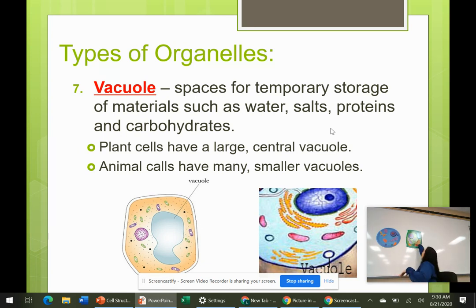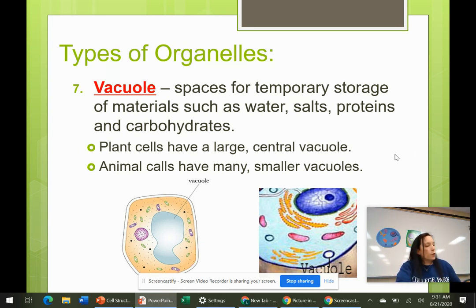There's a huge vacuole in the plant cell. Huge, huge. And when I say huge, it's still under a microscope. But it's huge. And then there's smaller ones in the animal cell. The vacuole is a space for storage for water, salts, proteins, carbohydrates. Plant cells have a really big one, a central vacuole, and animal cells have a whole bunch of smaller ones.